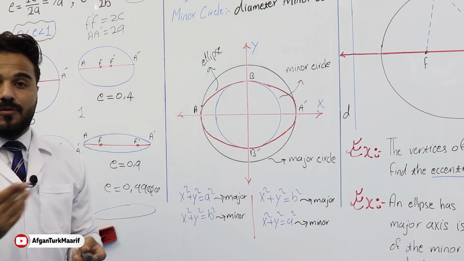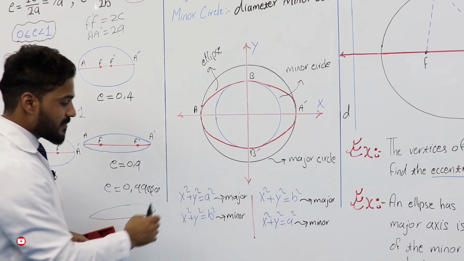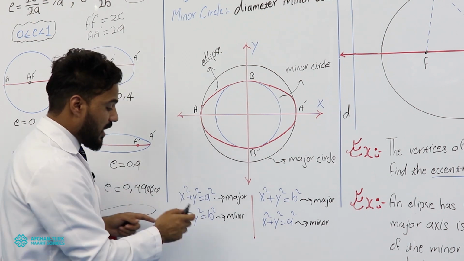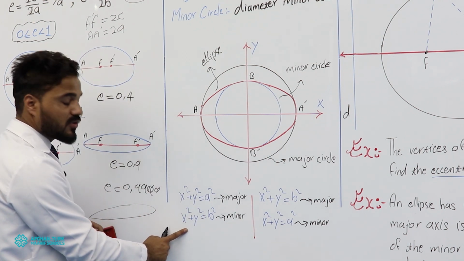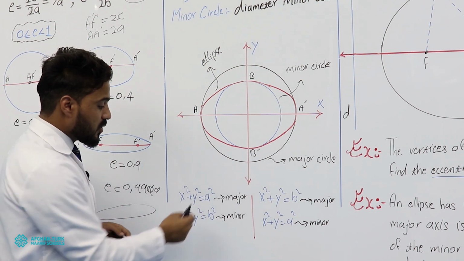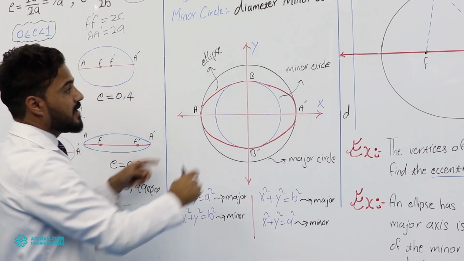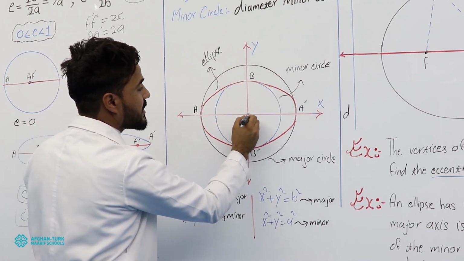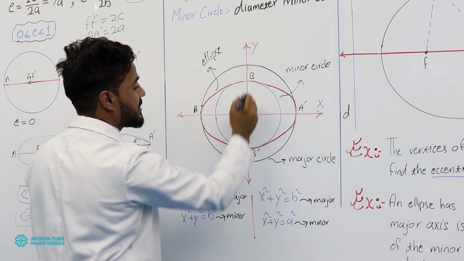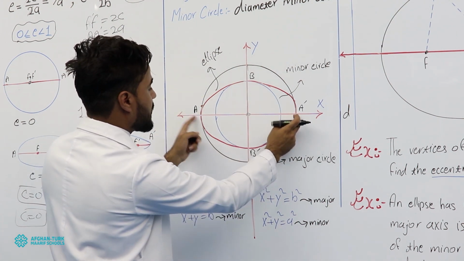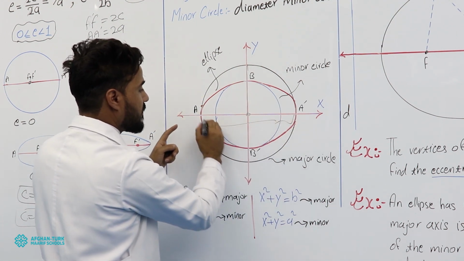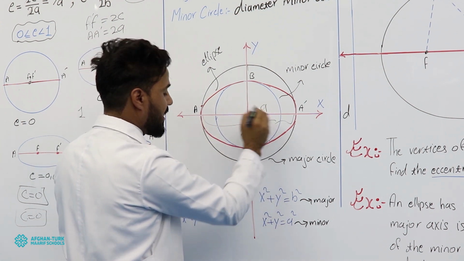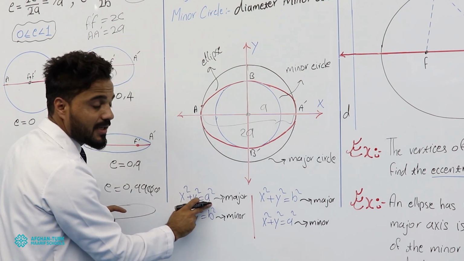What are the equations of major circle and minor circle? The equation of major circle is x square plus y square is equal to a square. And the equation of minor circle is x square plus y square is equal to b square. So why in here we have a square and b square? In here you can see for major circle, radius is equal to r. In here you can see that from here up to here we have 2a. It means that diameter is 2a but radius is a. So in here we can write a square.